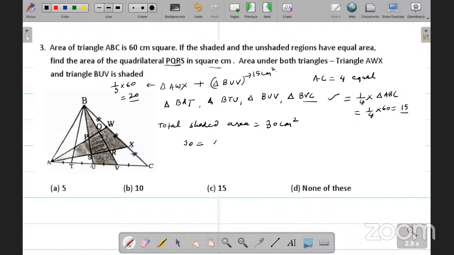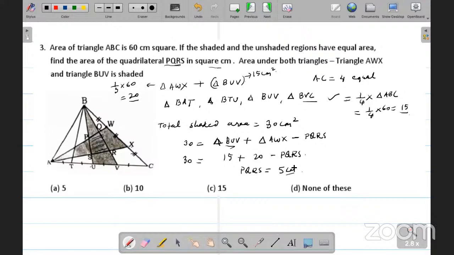So it must be equal to the area of triangle BUV plus the area of triangle AWX minus the area of PQRS, which has been counted in both BUV as well as AWX. So what can we say now? 30 is equal to BUV, which we've already calculated to be 15, plus AWX, which is already 20, minus PQRS. And what is the value of PQRS? 35 minus 30, 5 centimeter.